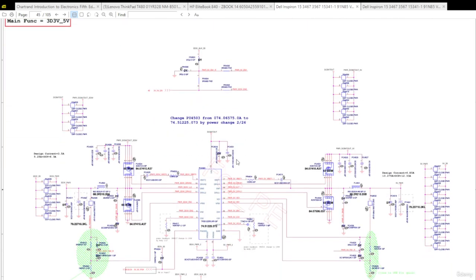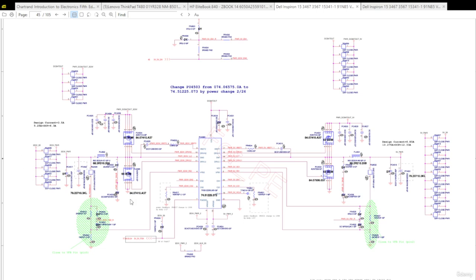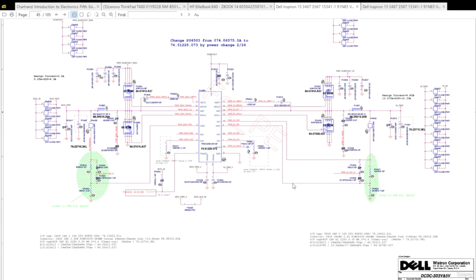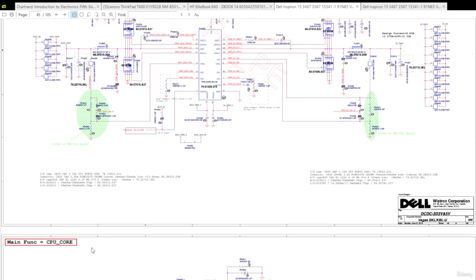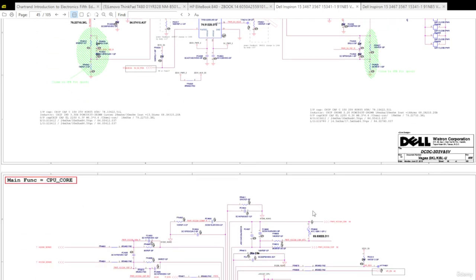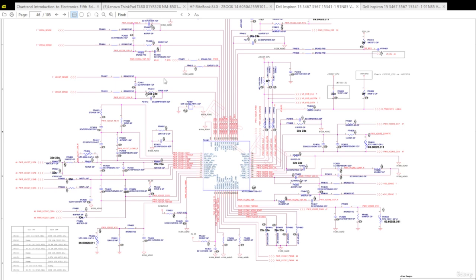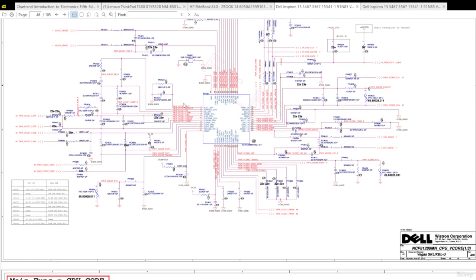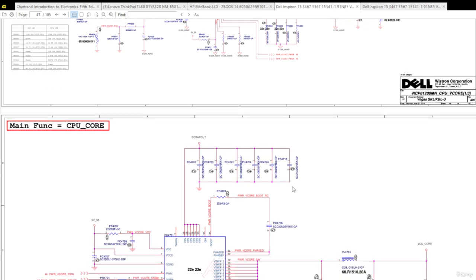Then here we have 3.3 and 5 volts. So this one shows how 3.3 and 5 volts is made, the schematics, and is made by this chip. So the next one is the CPU core. So this one shows how CPU voltage and power is made. Basically this is the chip that controls the CPU power.